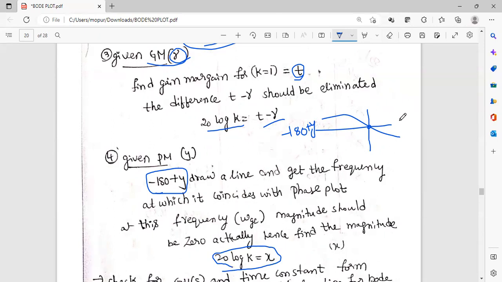In Bode plot, only one type of problem is left. That is, for a given Bode plot, you should extract the transfer function. That we will see in the next video.